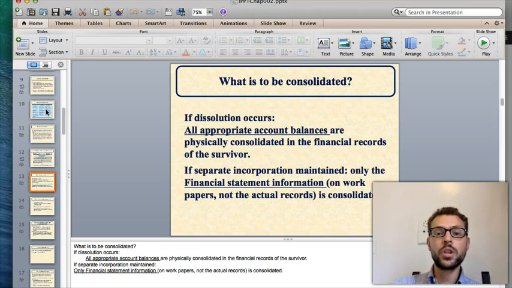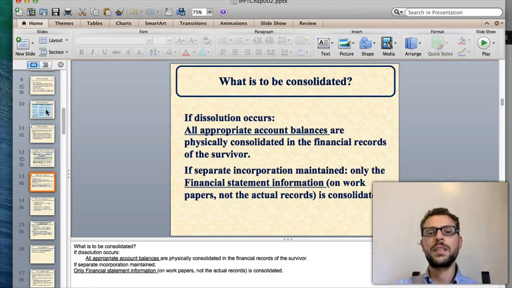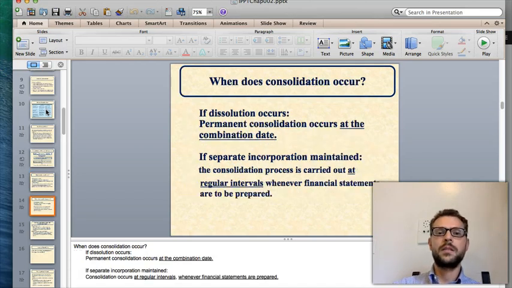Now, if dissolution occurs, say they buy a company and dissolve it, they just keep its assets, and all appropriate account balances are physically consolidated in the financial records of the survivor. If separate incorporation is involved, only the financial statements, the information on work papers, not actual records, is consolidated. So we'll go over that, whether dissolution or not.